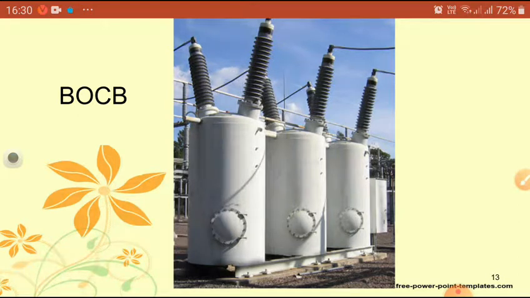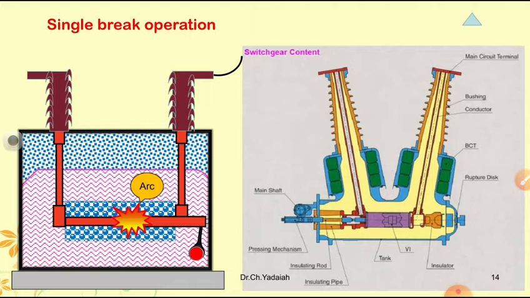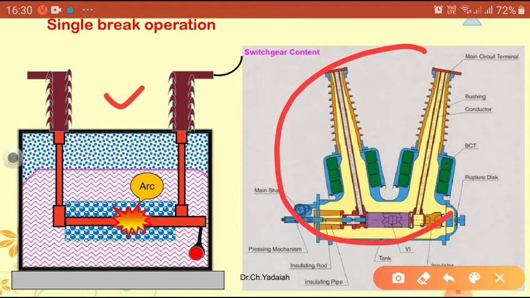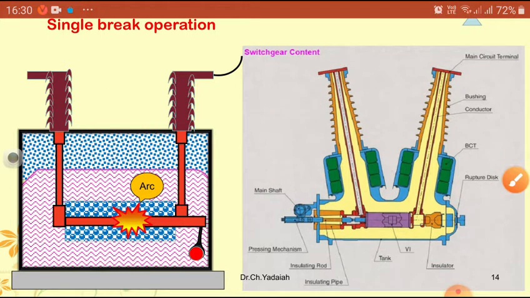Now you can see this figure. This is a single break operation. What is inside, you can see here. This is our single line diagram. This is the physical system in our field, in the electrical field. Now you can see how it will operate.